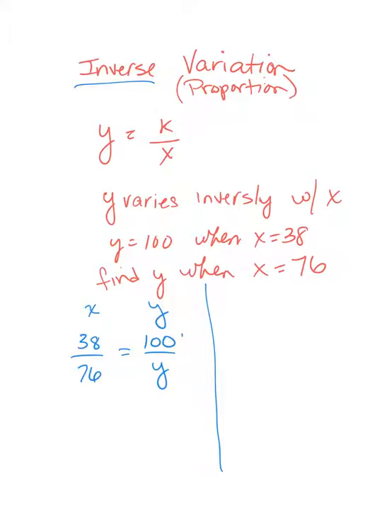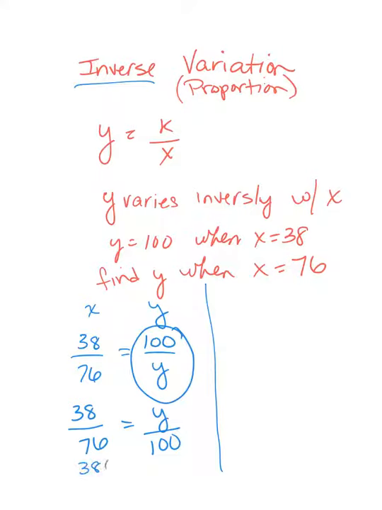When you do an inverse variation, set it up like you're doing a direct variation, but before you cross multiply, flip the second guy upside down. So you'll have 38 over 76 equals Y over 100, and that is 3,800 equals 76Y. And when you divide that by 76, what do you get? So Y equals 50. Everybody see that?